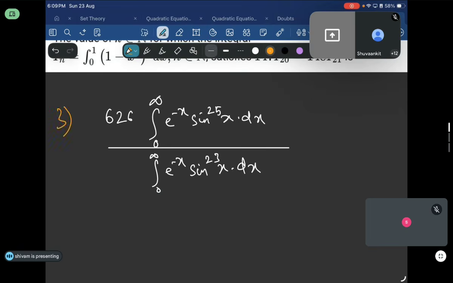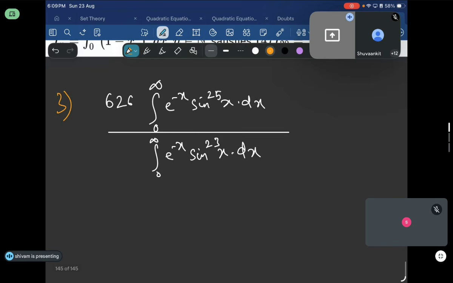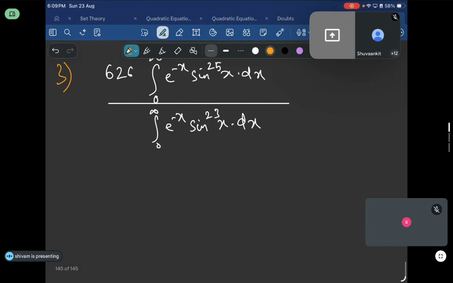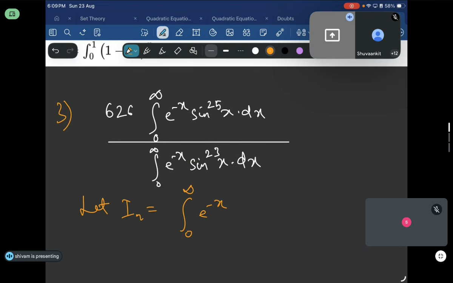Okay. So over here, what you do is, see in the numerator, you have 25 and in the denominator, you have 23. That means I need to find out a relationship between I_n and I_(n-2). This should be the first thing that should come into your head. So let I_n be equal to the integral from 0 to infinity of e to the power minus x sin nx.